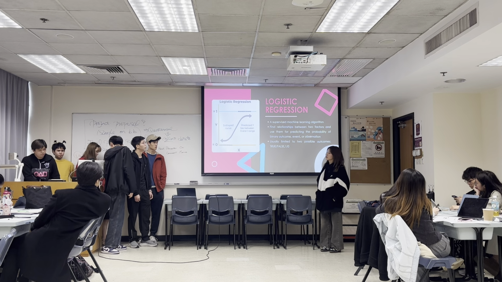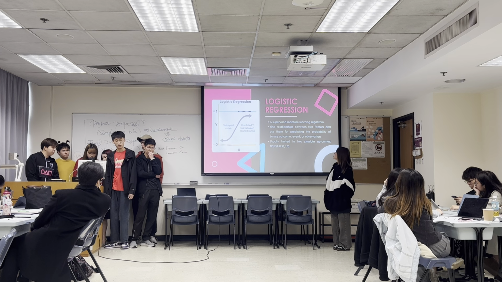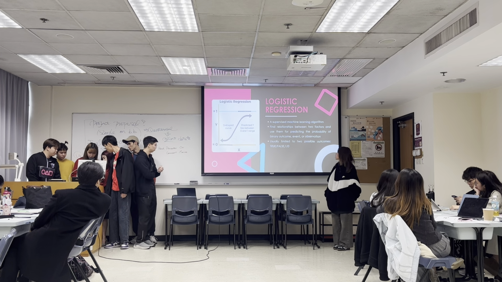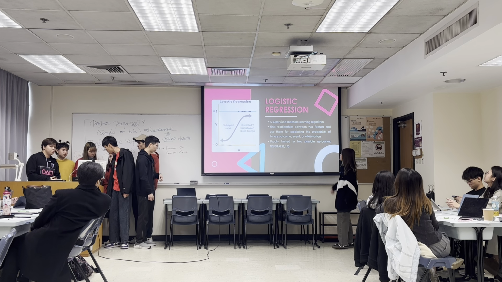First, logistic regression is a supervised machine learning algorithm. We usually use logistic regression to find a relationship between the 2 factors and use them for predicting the probability of a binary outcome event or an observation. You can see the photo. Logistic regression usually looks like an S-shaped curve, and we can predict in the 0 to 1 range. Logistic regression is usually limited to two possible outcomes, true or false, or even 1 or 0.